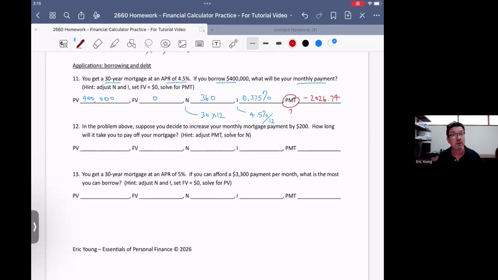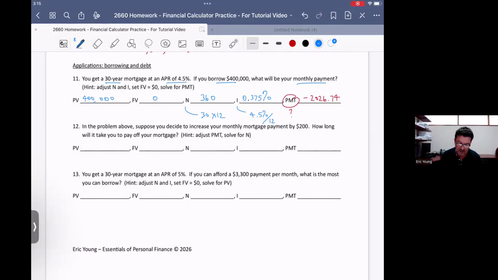Another way to look at it, it's a negative sign, so you're sending the money out. If you send out $2,026.74, you will pay off a $400,000 mortgage at a 4.5% rate in 30 years. Now, that's not good. That's a lot of interest you're going to pay. So, what if you say, Eric, is there a way that I can maybe pay off my mortgage quicker? Well, with time value tools, you sure can.